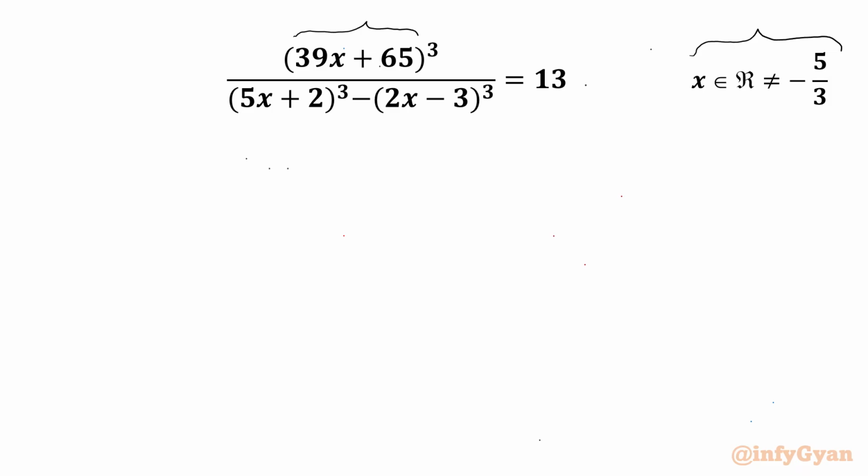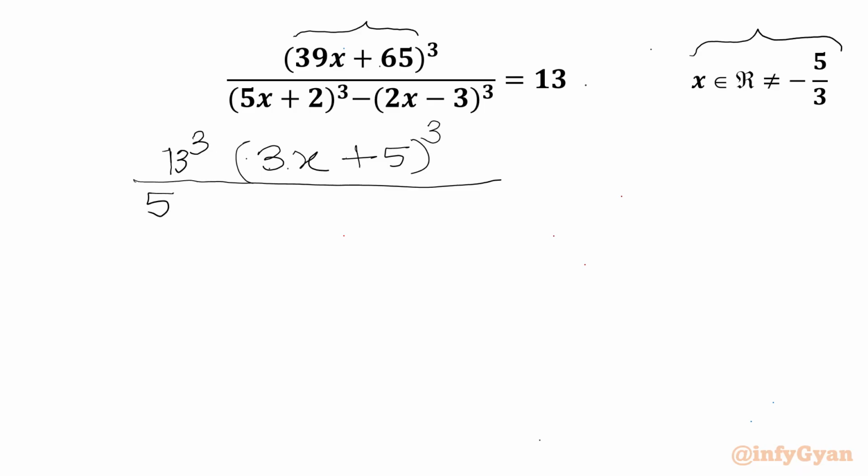So it will come out as 13 cube. So I can write our equation: 13 cube times (3x plus 5) whole cube over (5x plus 2) whole cube minus (2x minus 3) whole cube equal to 13.